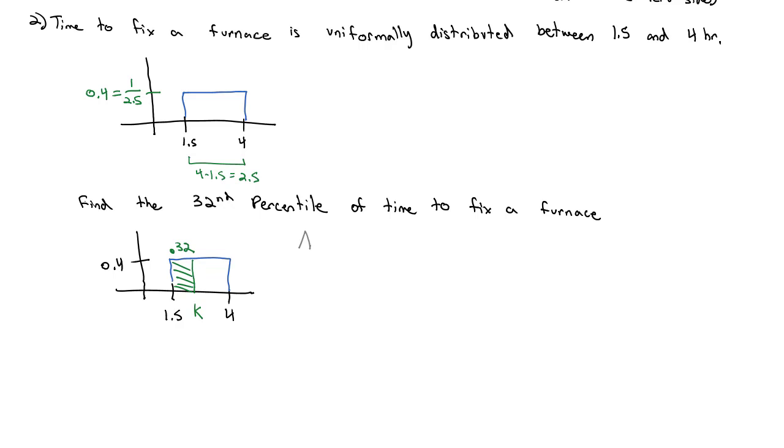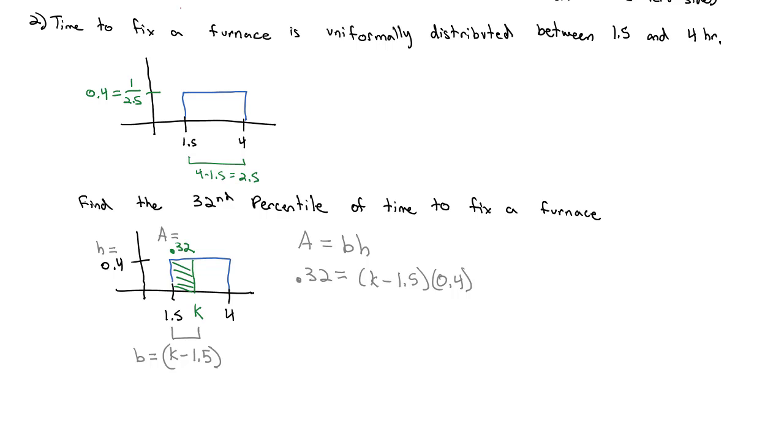Well, this is a rectangle, and we know on a rectangle, area is equal to base times height. Well, to find the base, we normally take the top value, which is k, and subtract the bottom value, which in this case is 1.5. So the base is k minus 1.5. The height is equal to 0.4. And we know the area of the entire shaded region is that 32% to the left. So if we plug this into the formula, we get 0.32 equals the base, which is k minus 1.5, times the height, which is 0.4.